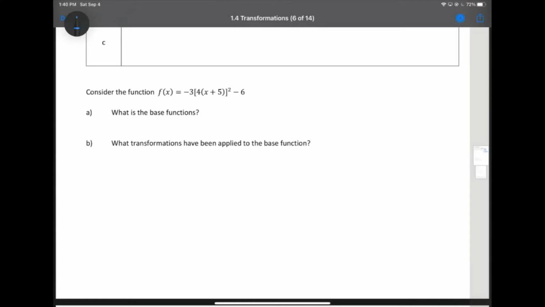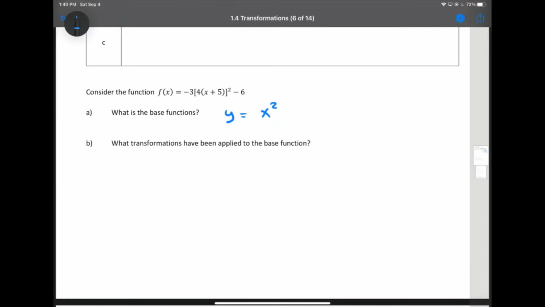So we have f of x equals -3 times, and then in brackets, 4x plus 5 all squared minus 6. So let's start off with what is the base function? And that means what is the thing that we're going to kind of start by graphing? So there's a lot of transformations in there, and those transformations are caused by the numbers 3, 4, 5, and 6. But the base function is actually just a simple y equals x squared.